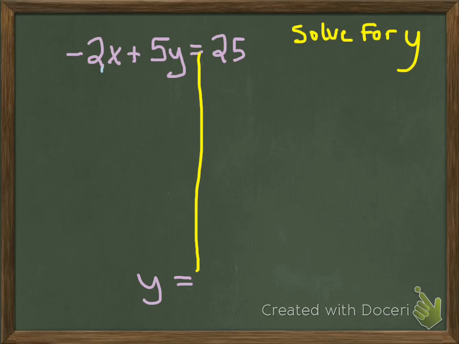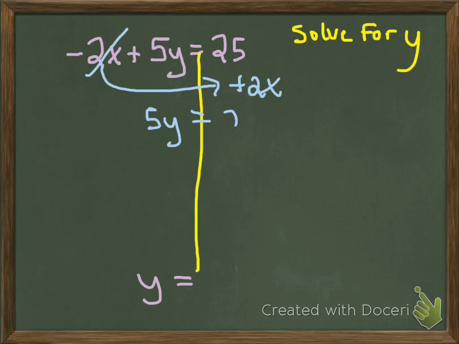So I'm going to start with the 2x here, the minus 2x, move it over, make it a positive 2x. Which means I'm left with 5y equals a positive 2x and 25. So I can write 25 plus 2x, or I could write 2x plus 25, either way. And then my next step looks like I'm going to need to divide. So I'm going to divide by 5. And I'm going to divide all of this by 5.